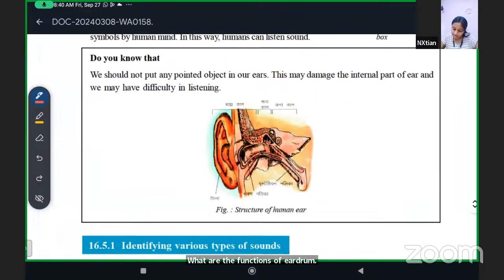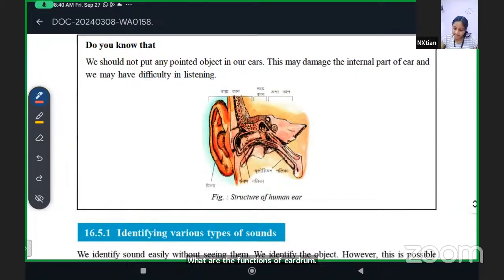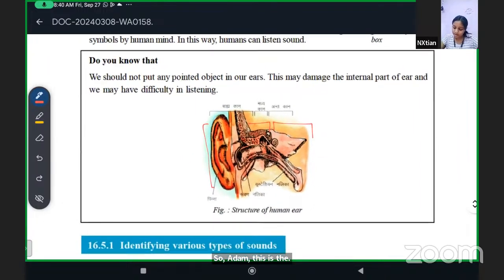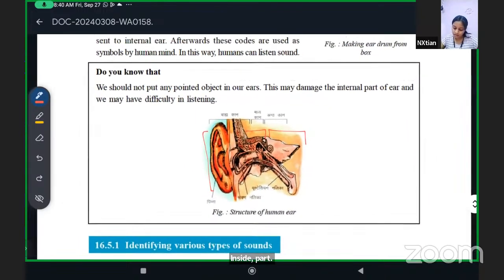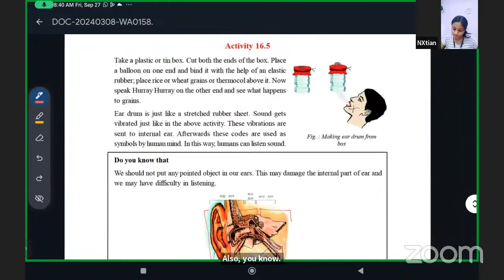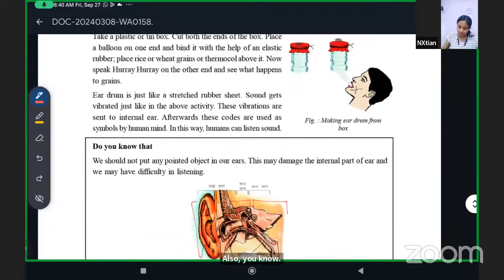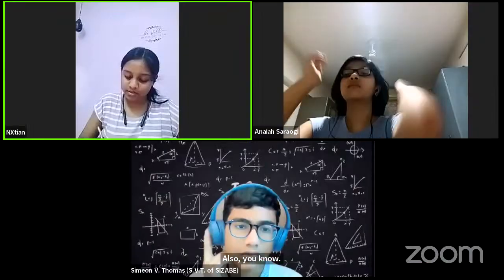This is the structure of an ear. This is the outer part of the ear. This is the middle part, and this is the inside part of the ear. This activity we are not doing right now. Just one second.